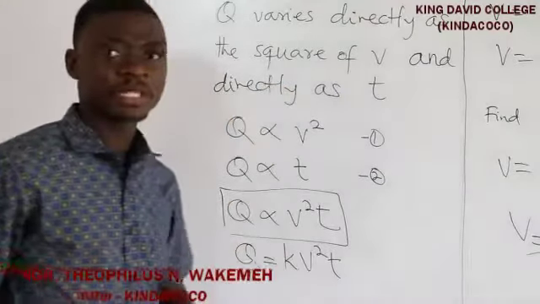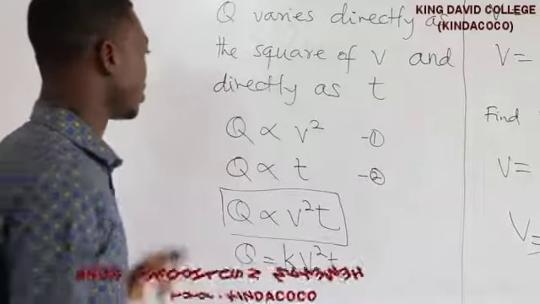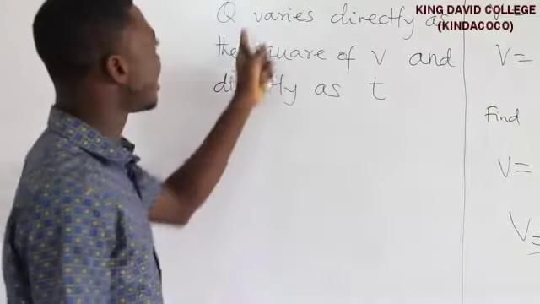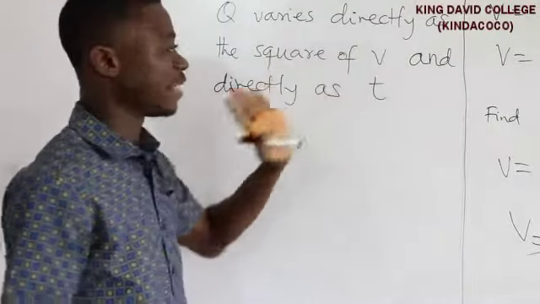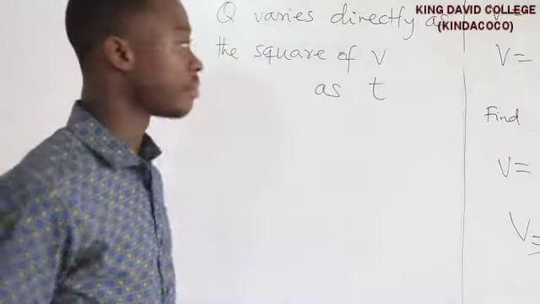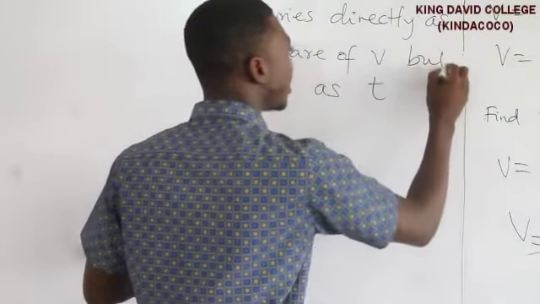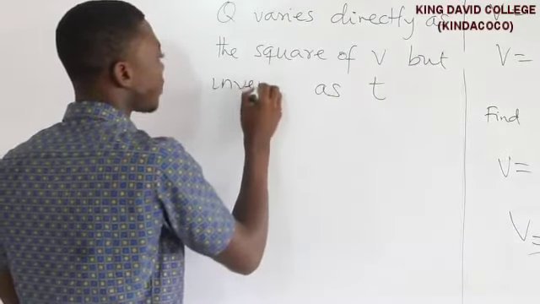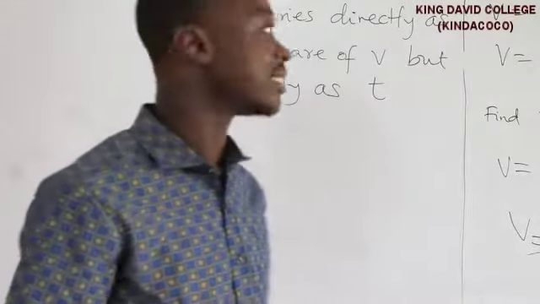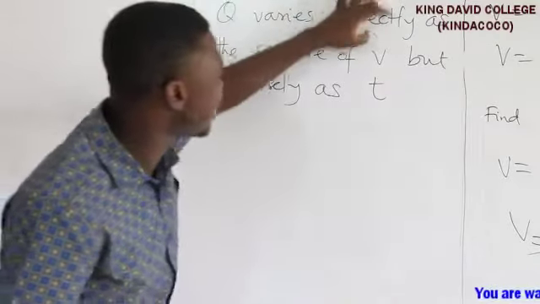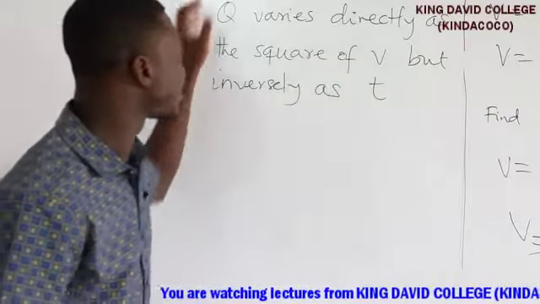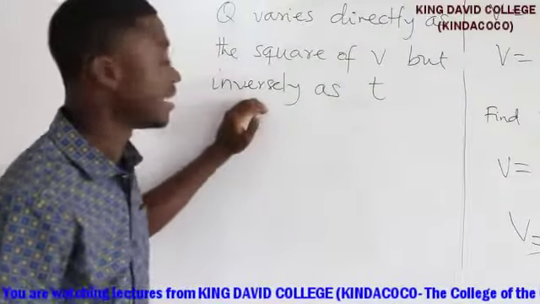Or this very question can also be changed into a more hybrid format, where it is not just Q varies directly as the square of V. Fine, but then they will say, but inversely as T. So it means that Q has a direct relationship with the square of V, but when it comes to T, the relationship is inverse.